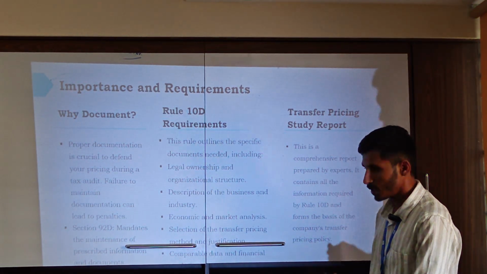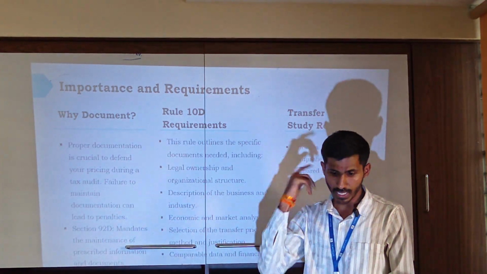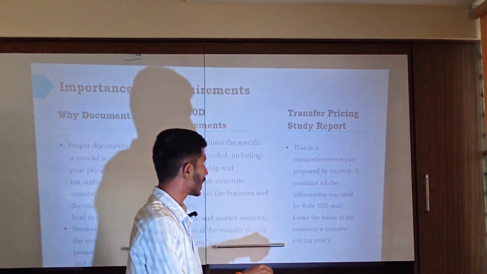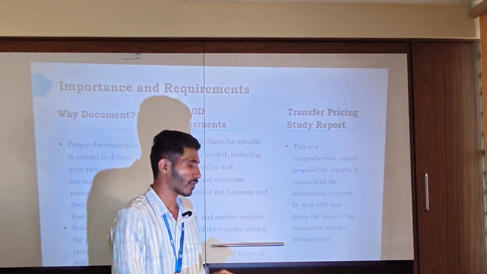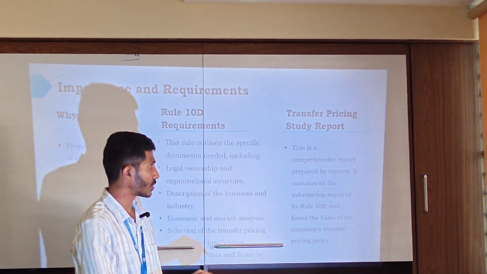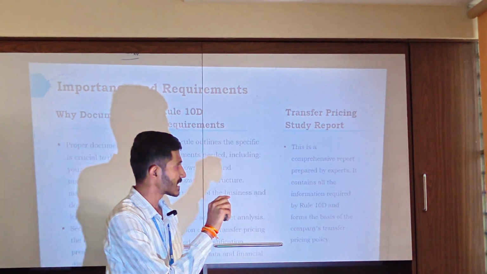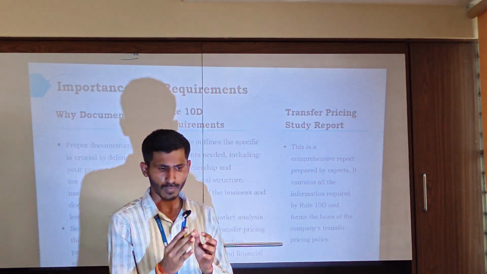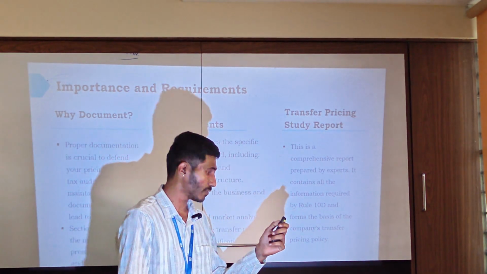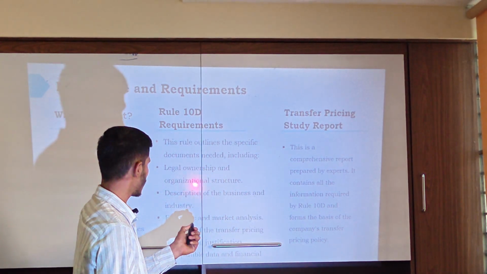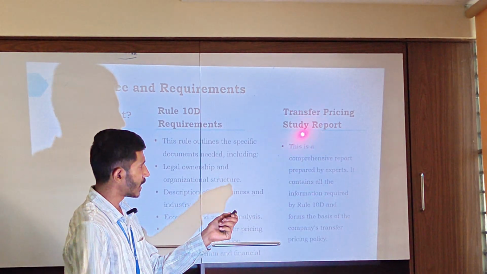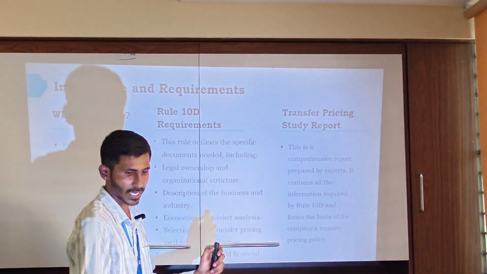Transfer pricing study report. This transfer pricing study report contains all the information required by Rule 10D and is formed on the basis of the company's transfer pricing policy. So this report has all the information, like the entity's name, which industry it is in, and what the legal ownership is. So what is required in Rule 10D is there, in the transfer pricing study report.